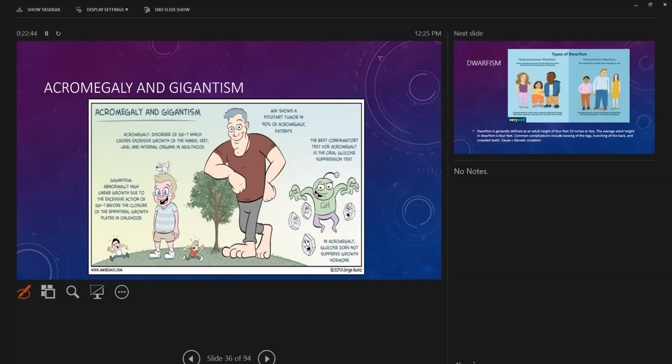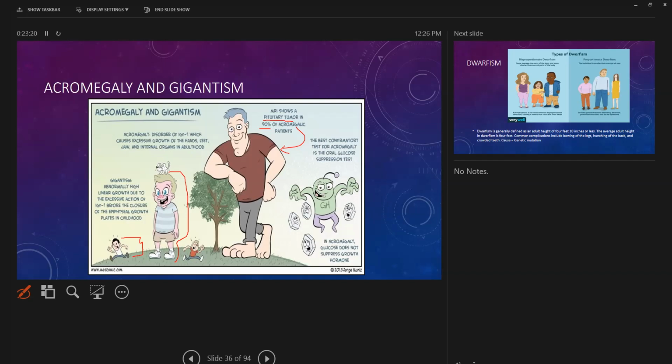All right, so acromegaly versus gigantism. Gigantism occurs when they're young, and you see this guy, he looks really young but he's huge. It's abnormally high linear growth due to IGF-1 prior to epiphyseal plate closure. And acromegaly is a disorder of IGF-1 excess after the closure. MRI is probably going to show a pituitary tumor. Look at this, 90% of acromegaly patients have a pituitary tumor.